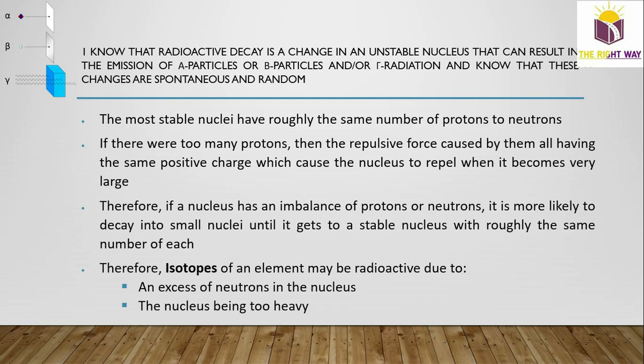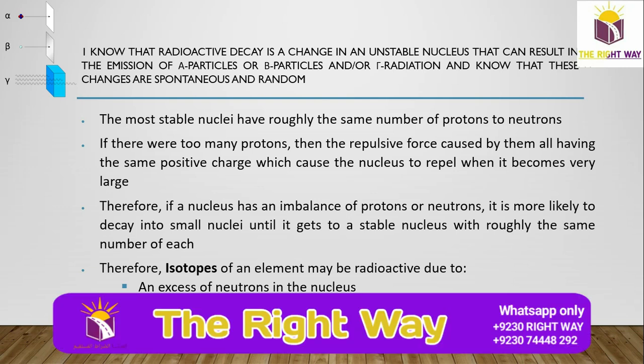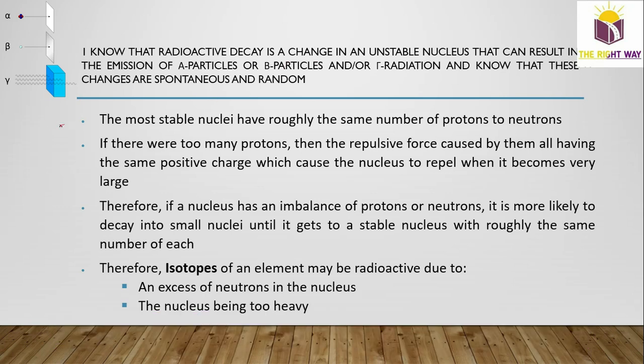The most stable nuclei have roughly the same number of protons to neutrons. The atom consists of a nucleus in which we have protons and neutrons, and electrons revolve around in circular orbits. But we are going to discuss the nucleus, and stable nuclei are those which have proton number equal to neutron number. If the proton number is too high, the repulsive force between them is very large, because we know that positive and positive repel each other.